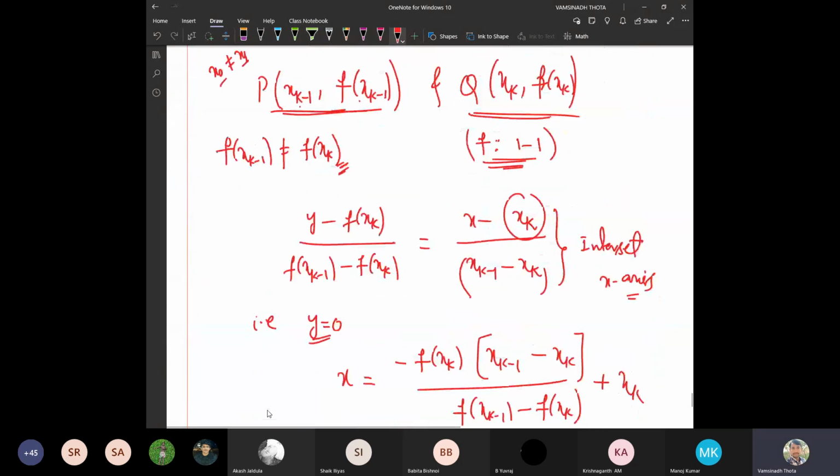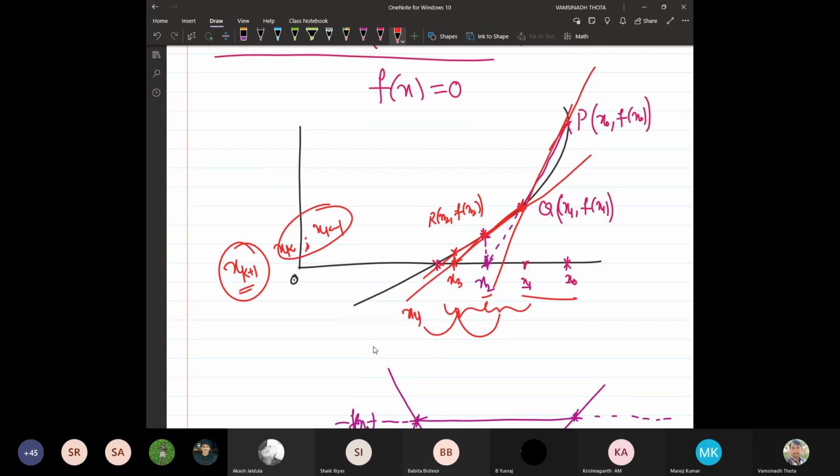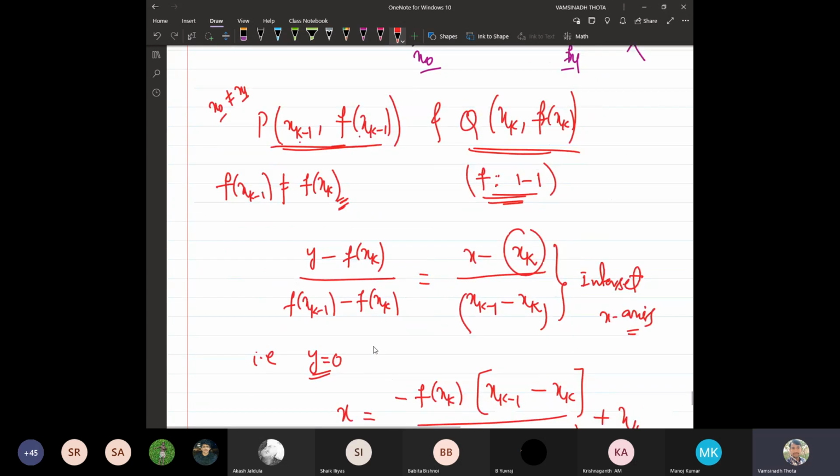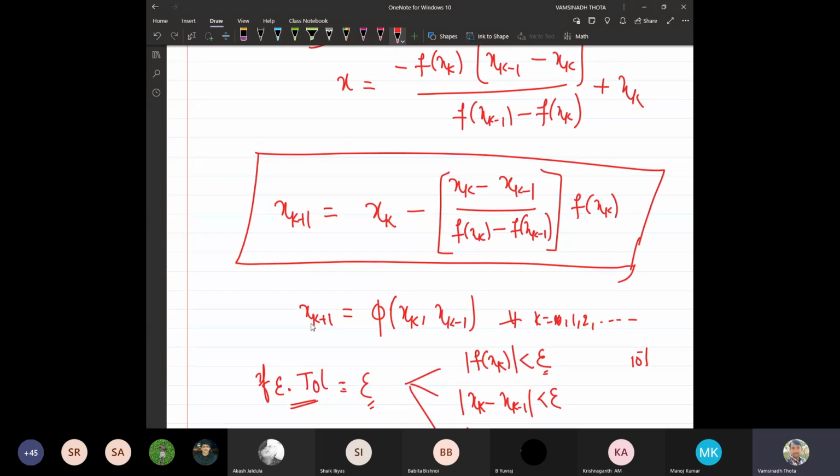Here, the question arises. The question is whether this method always converges. Means whatever the sequence of points, the approximate solutions we are getting here, whether this will reach the exact solution. It may not be. It may not converge.